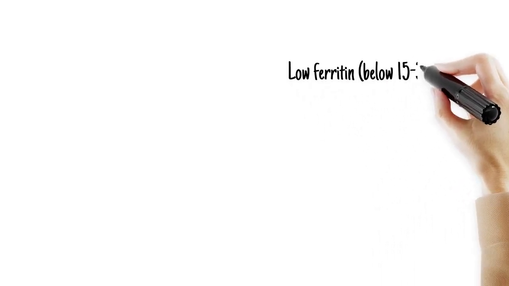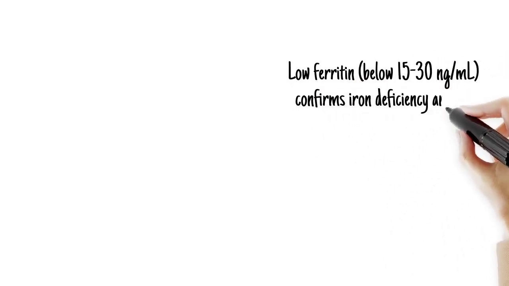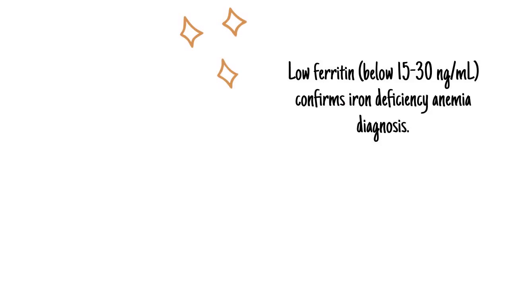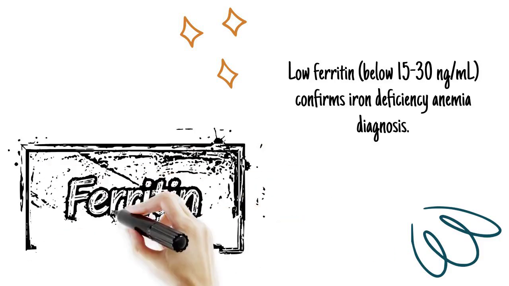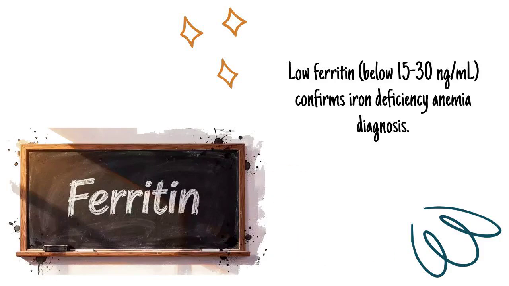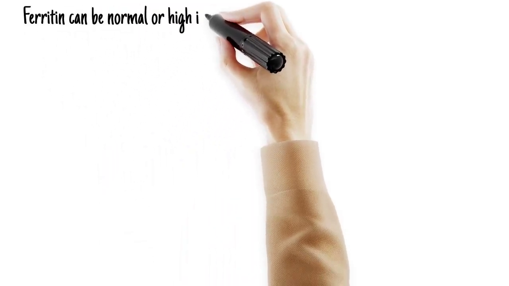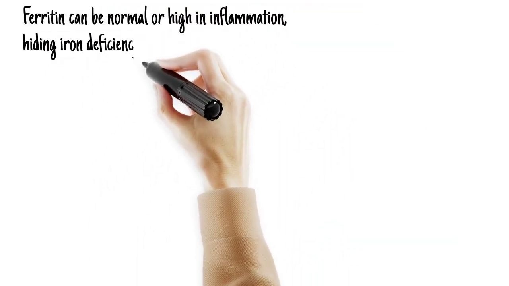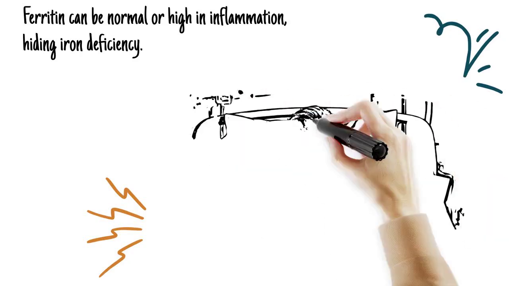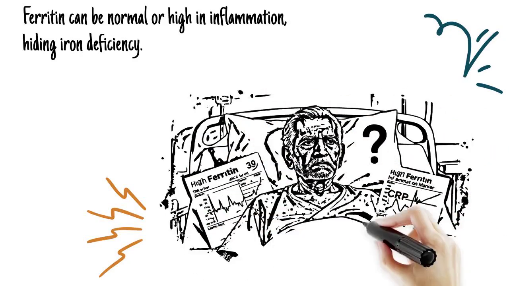Ferritin is highly specific for iron deficiency when it is low. A value below approximately 15 to 30 nanograms per milliliter essentially confirms the diagnosis. However, ferritin is also an acute phase reactant, so it can be falsely normal or even elevated in the setting of inflammation, masking concurrent iron deficiency.